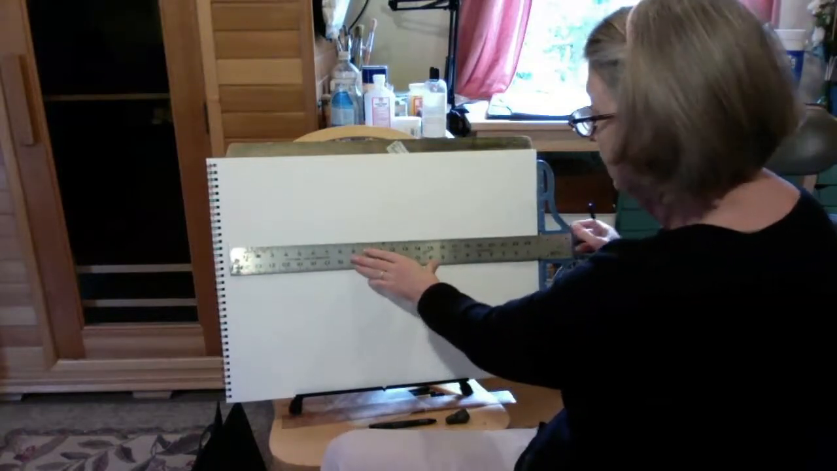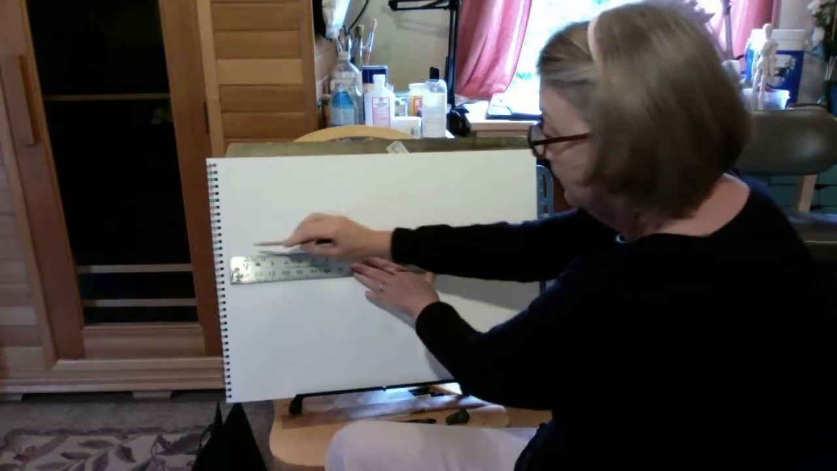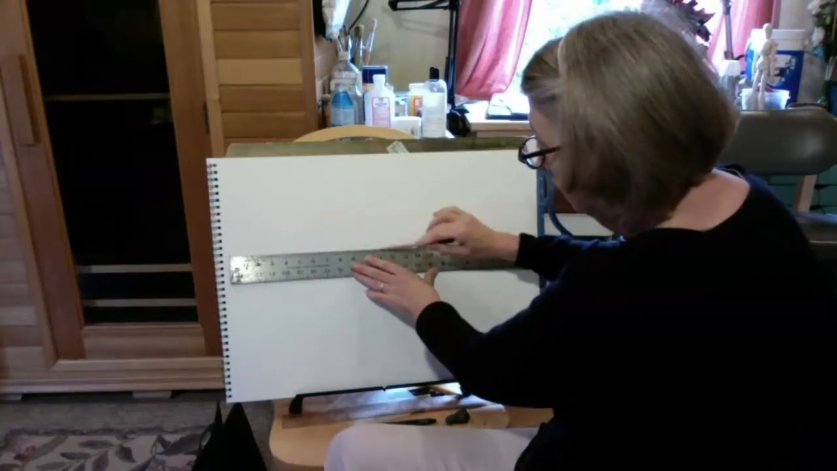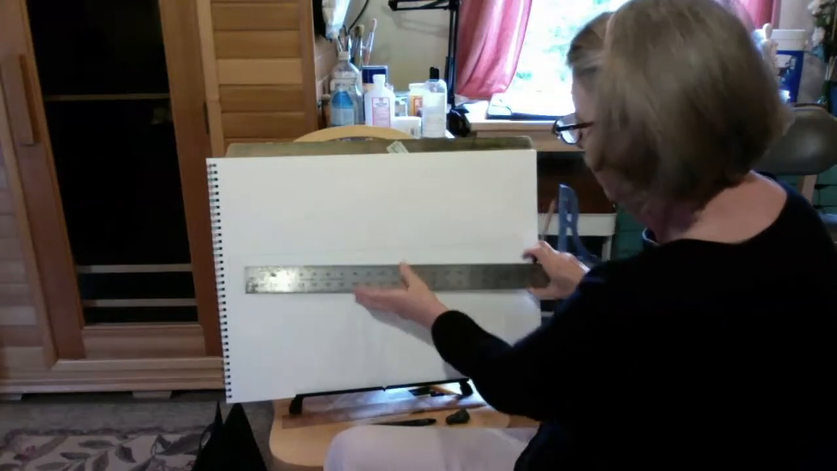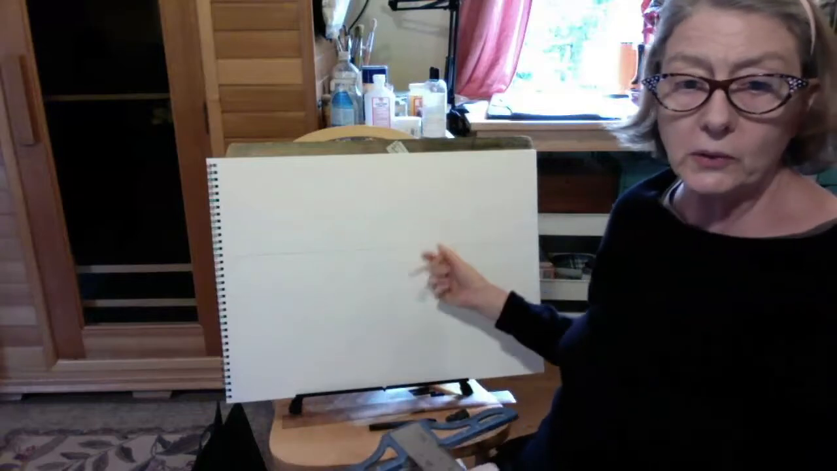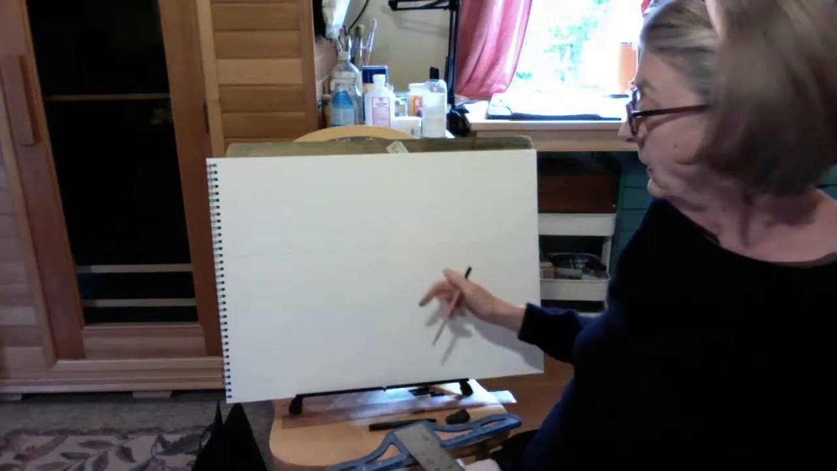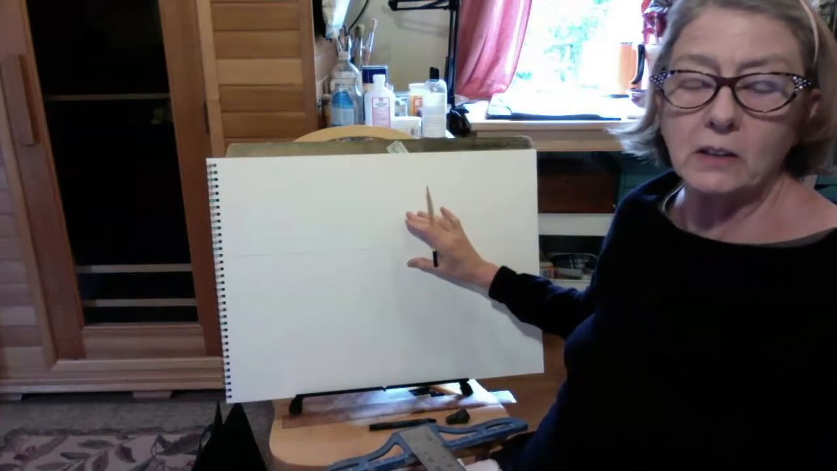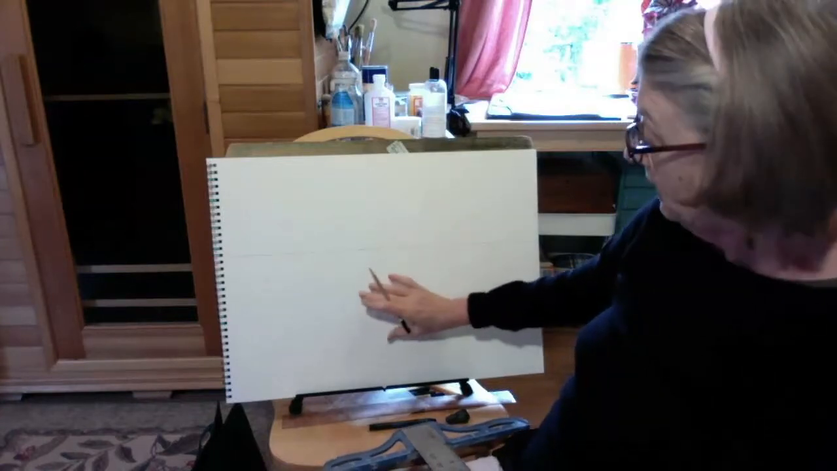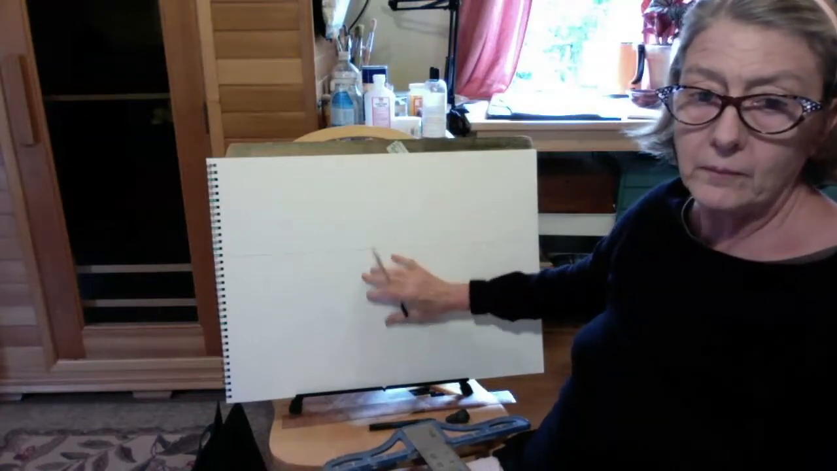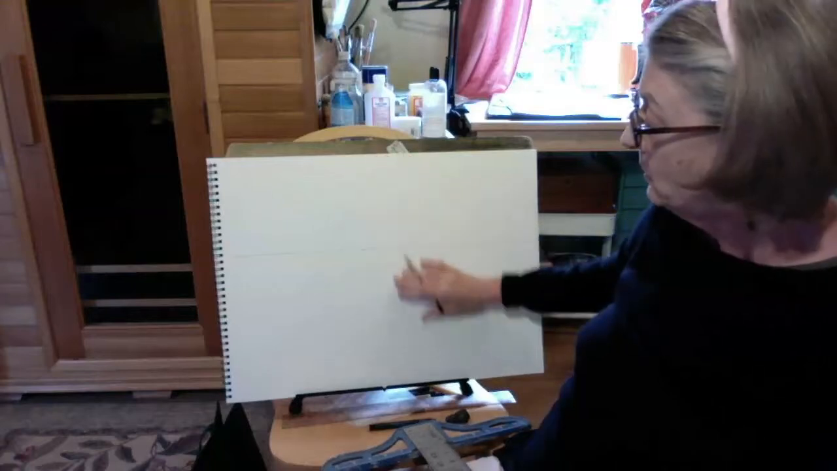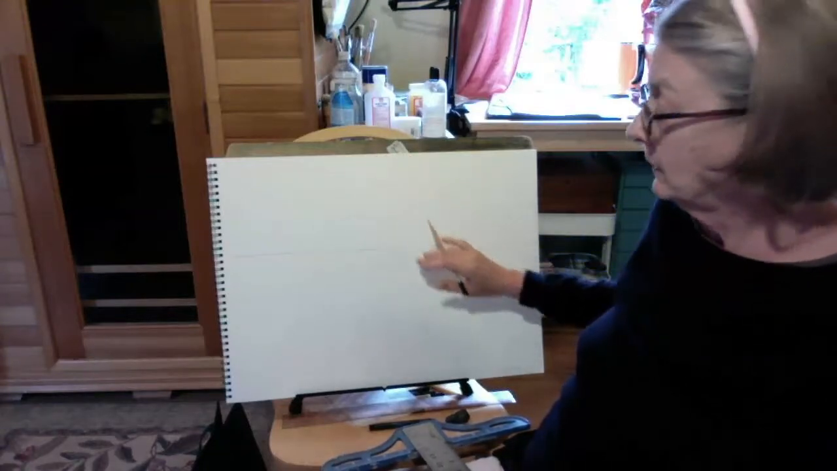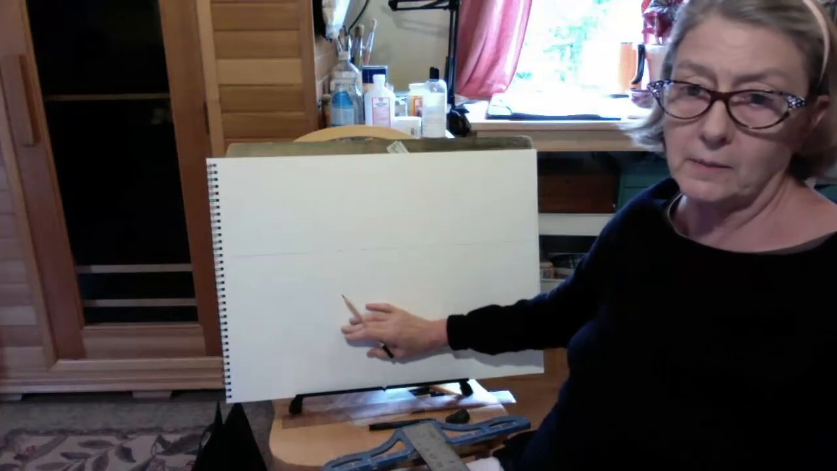It's a horizontal line, and that's important to remember. So I just drew a line on the paper. That line is placing me in a particular place. I'm seeing more of the ground plane and less of the sky, which means that my position or my station point is higher up. So I'm looking down a little bit.